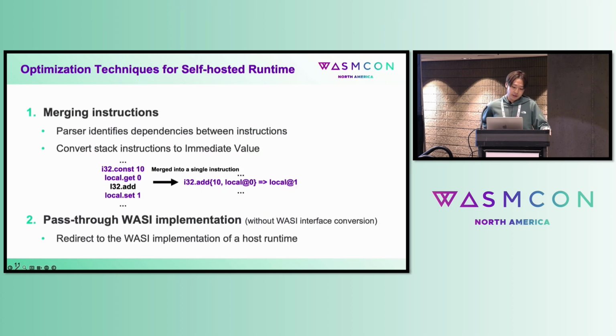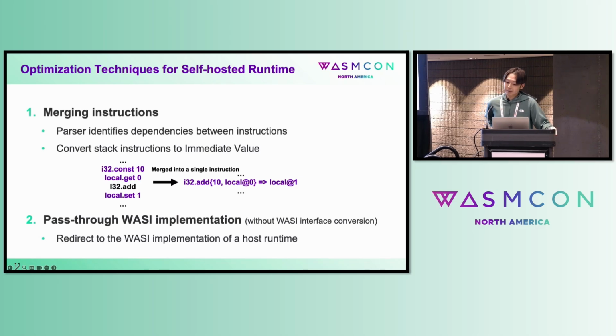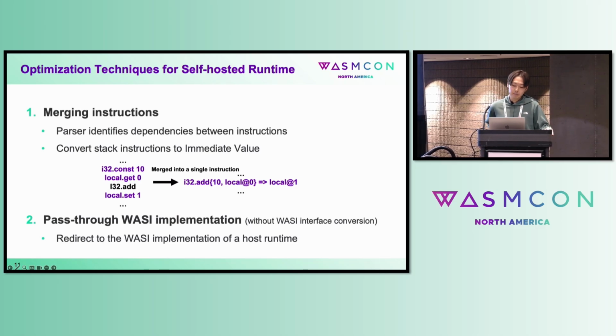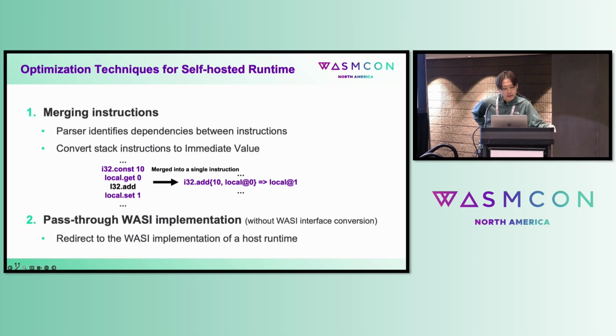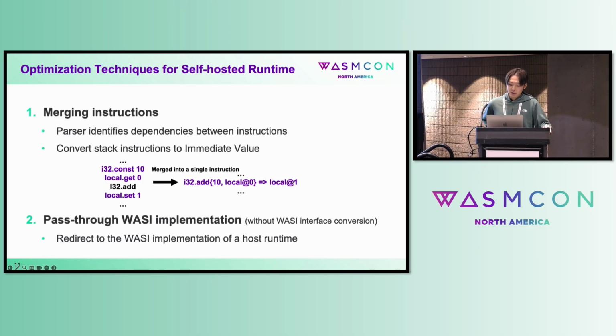To tackle this issue, I implemented two performance optimization techniques in Chihuahua. The first approach is instruction merging. When parsing bytecode before execution, this approach identifies dependencies between instructions and merges multiple instructions as shown in the illustration. An argument fetched via the stack is converted to an immediate value, and a local or global variable update via the stack is converted to a direct update. This greatly reduced the number of stack push and pop operations.